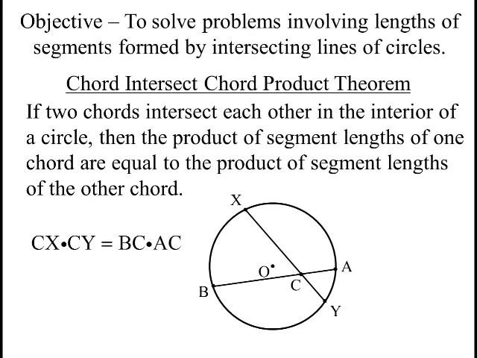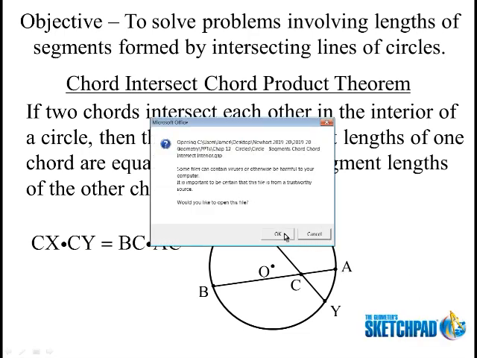This first theorem says that the length of Cx times the length of Cy will equal the length of BC times the length of AC. That's an interesting relationship, and here I'll show you in Sketchpad what that looks like.